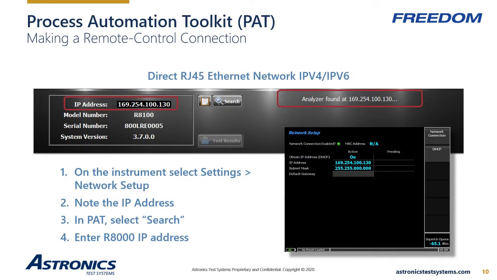When using the RJ45 Ethernet connection, on the instrument, select Settings, Network Setup, and note the IP address. In PAT, select Search, and enter the R8000 IP address in the field provided.